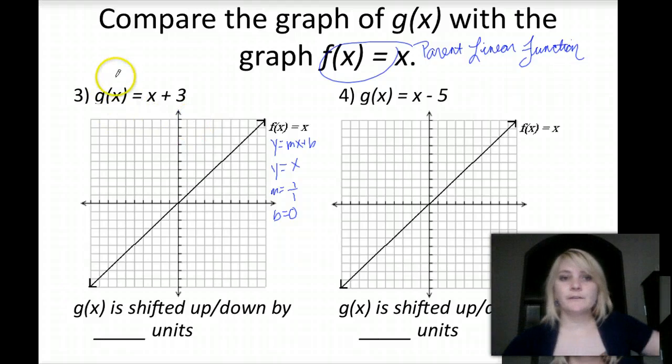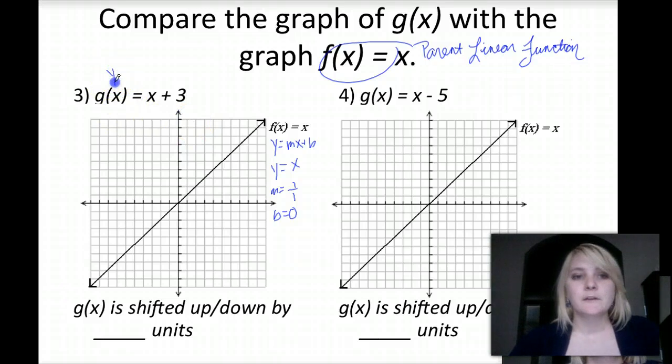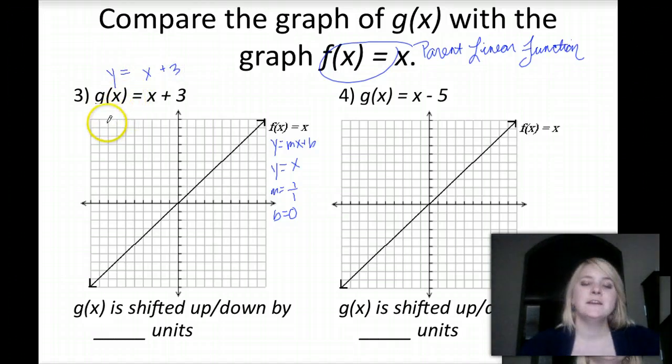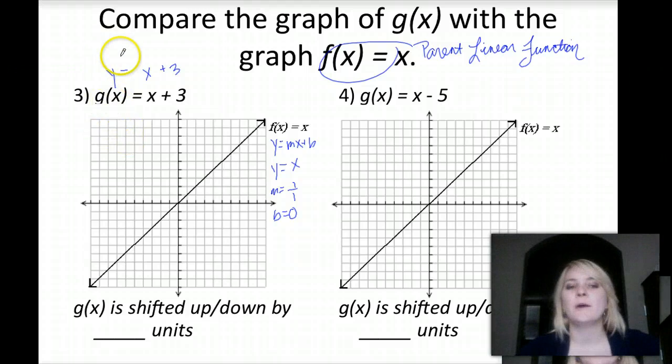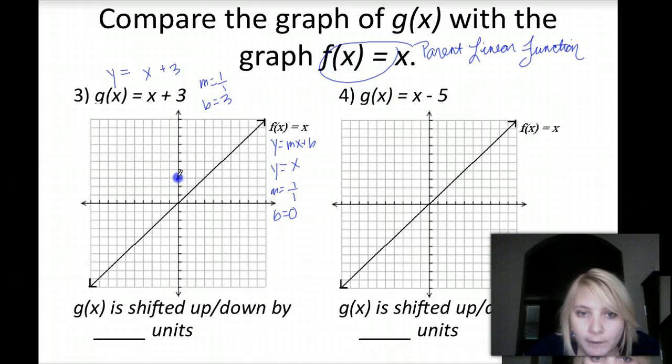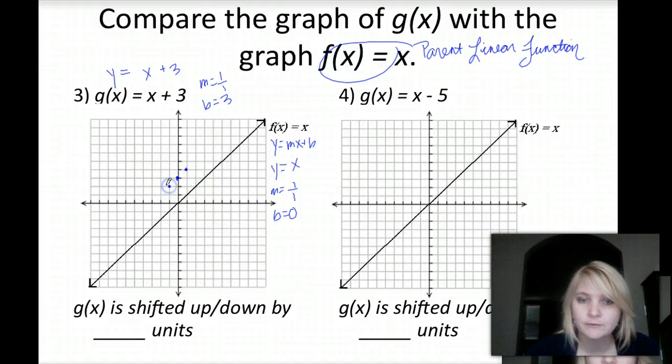Now g of x is also in slope-intercept form. So keep in mind it's in that y equals mx plus b, so y equals x plus 3. Once again, that function notation is taking place at that y value. Our slope here is 1, so think of it as 1 over 1, and our y-intercept is 3. So we go up 3 units, then up 1 over 1, or we can look at it as going down 1 to the left 1.